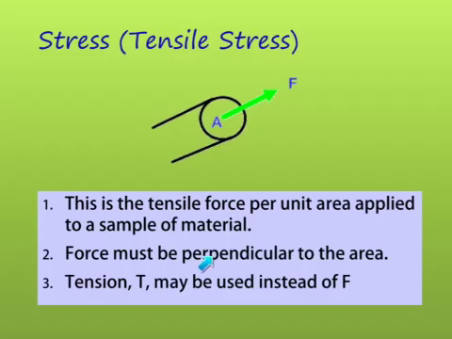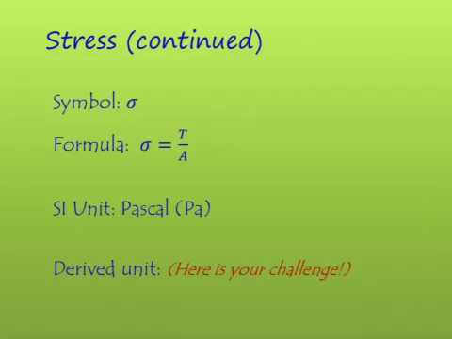Force must be perpendicular to the area, to this area here. Tension T may be used instead of force. Tension is simply the force applied to a string, a rope, or a wire like this. The symbol for stress is sigma, and the formula for stress is sigma equal to tension or force divided by the area. The SI unit is Pascal. Derived unit, you can do that yourself.